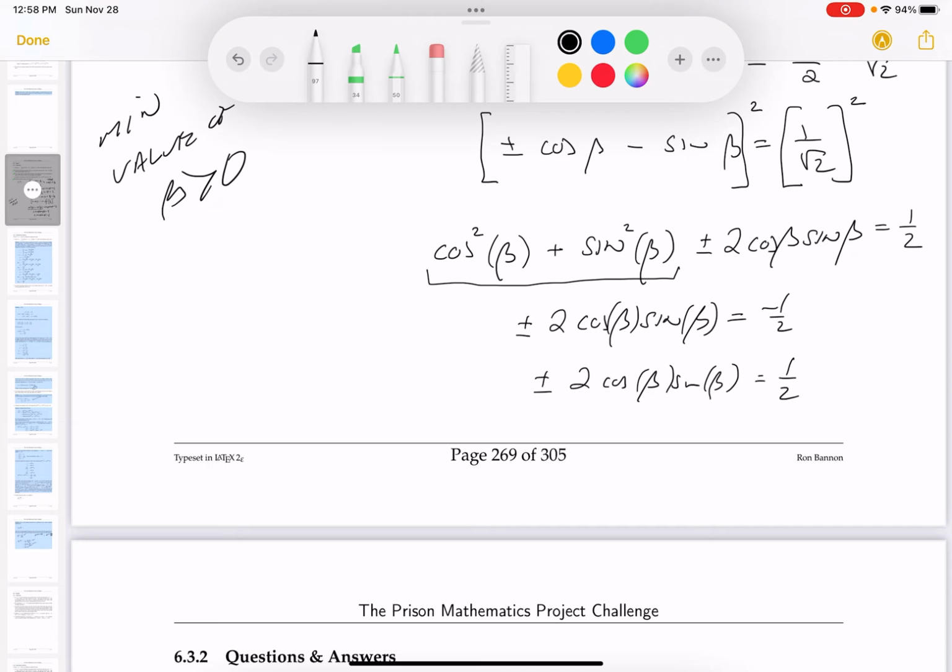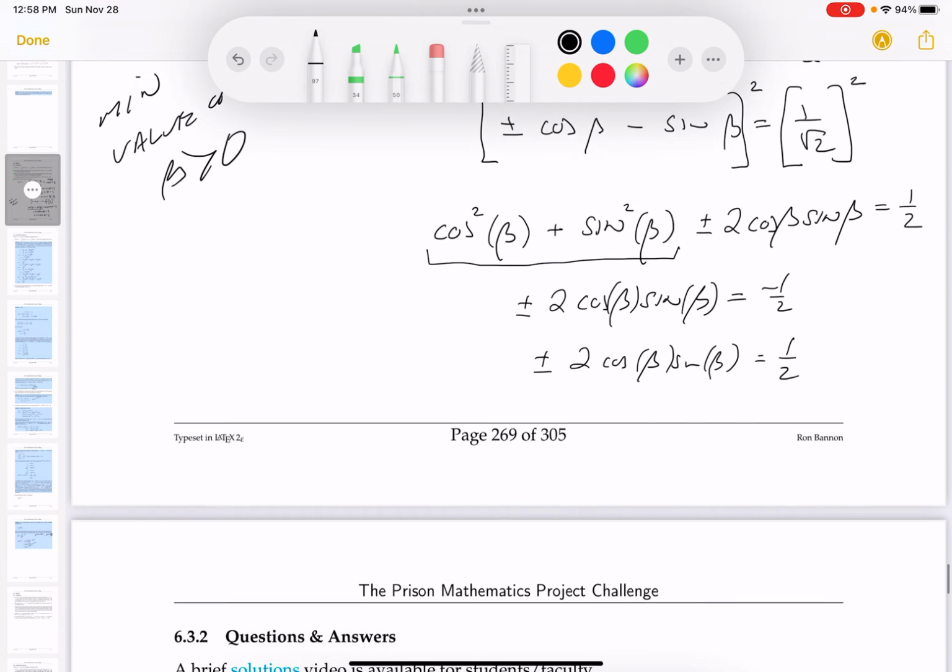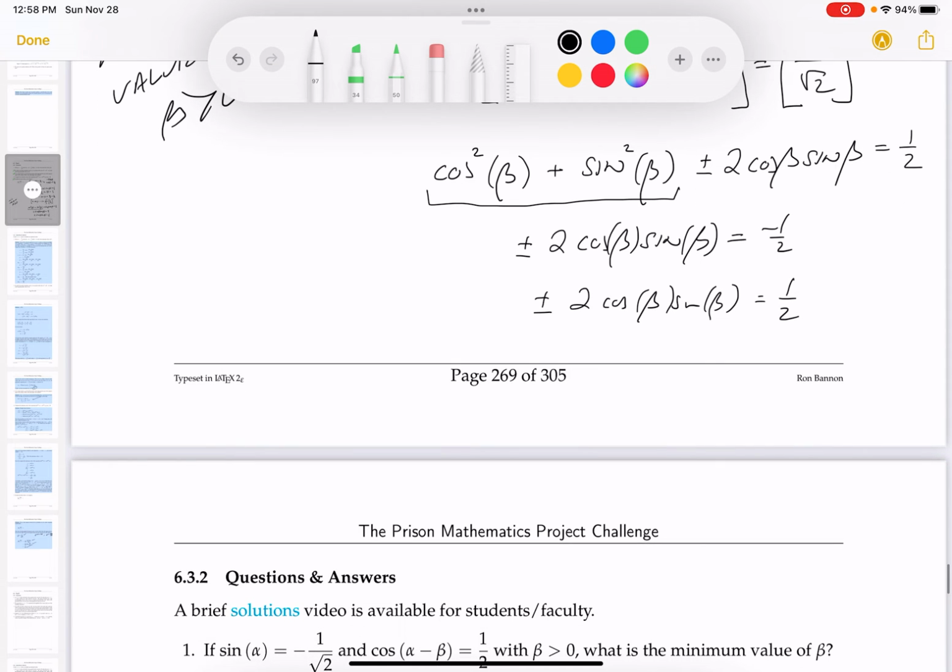All right. I know an identity for this. And the identity for this is going to be, let me write this as plus or minus the sine of 2 beta, right? That's a known identity. And that's 1/2. So the sine of 2 beta is plus or minus 1/2.